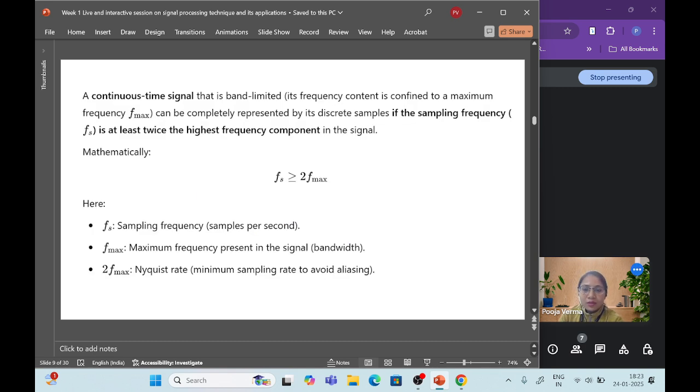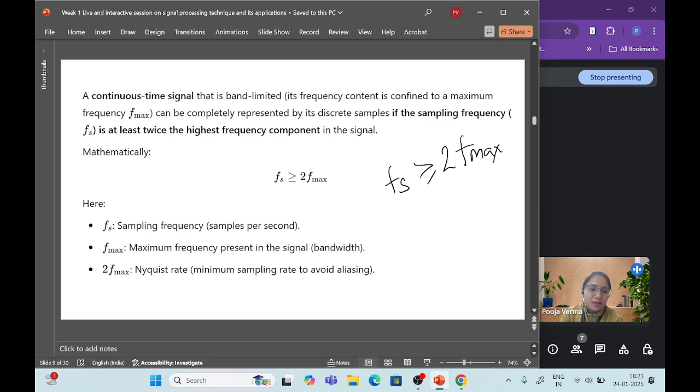That is called a continuous time signal that is band limited, if its frequency content is confined to a maximum frequency, it can be completely represented by its discrete samples if the sampling frequency is at least twice the maximum frequency component, that is fs is greater than or equal to 2 f maximum.